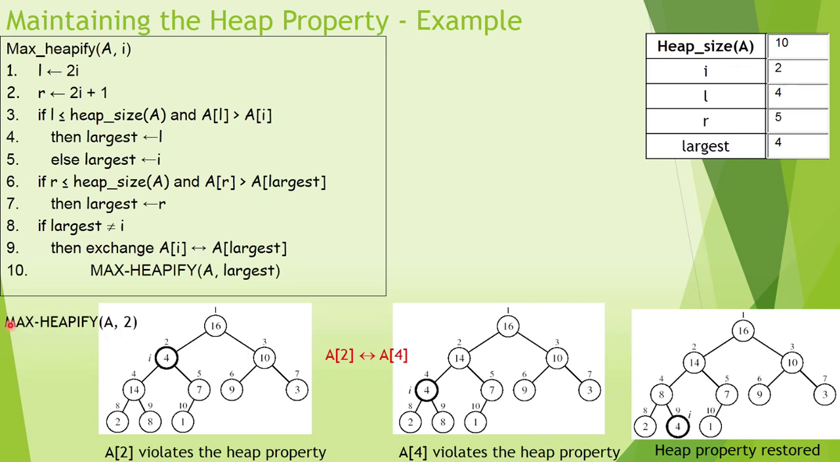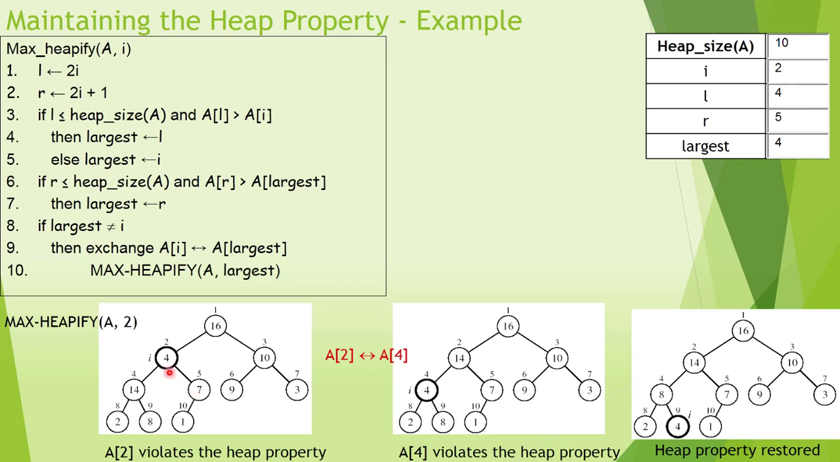Let's look at the call max heapify A comma 2. So here I value is 2. So this is the root of that subtree. It has a left subtree and also a right subtree. Here if you notice, left subtree follows max heap property and also right subtree follows max heap property, because here 14 is greater than 2 and 8, 7 is greater than 1. But this entire tree, the tree which is rooted at I, doesn't satisfy max heap property.